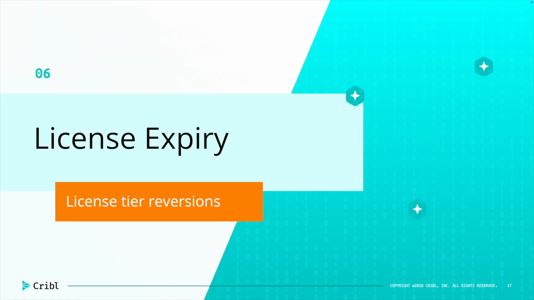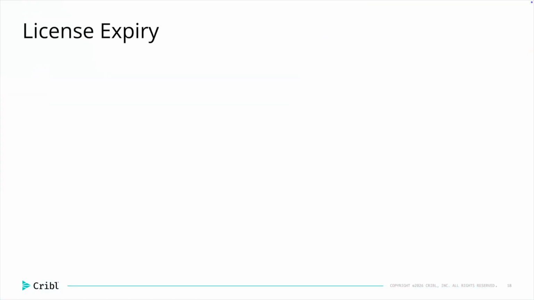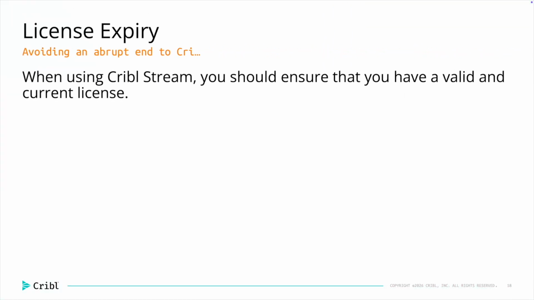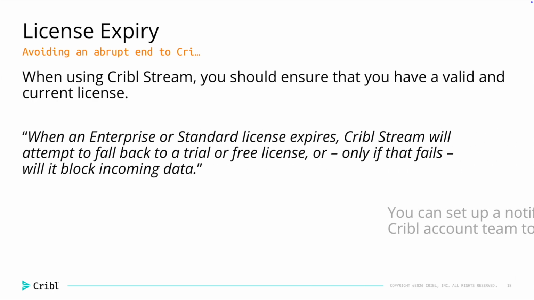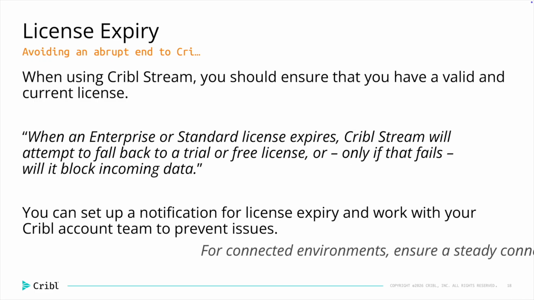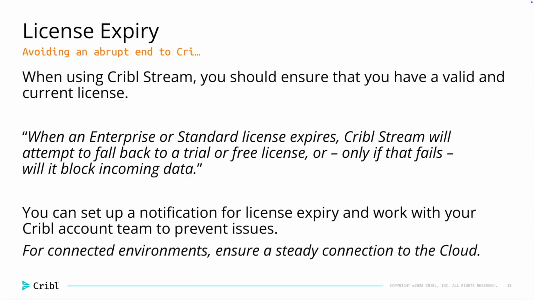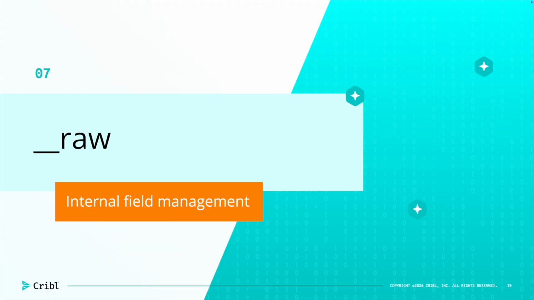In a similar vein, we have license expiry. When using Cribl Stream, you should ensure you have a valid and current license. You can set up a notification for license expiry and work with your Cribl account team to get ahead of any sort of license renewals. And I highly recommend setting this notification up to make sure you're covered and that you don't run into the scenario above. Up next, we're going to talk through _raw and some internal field management.